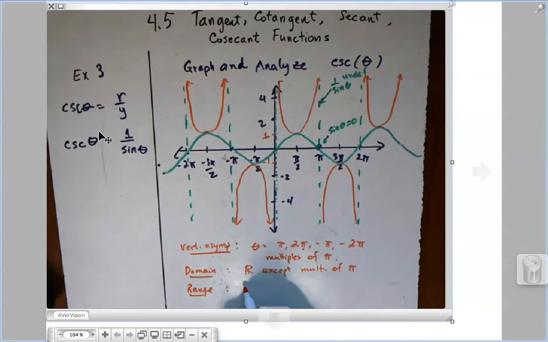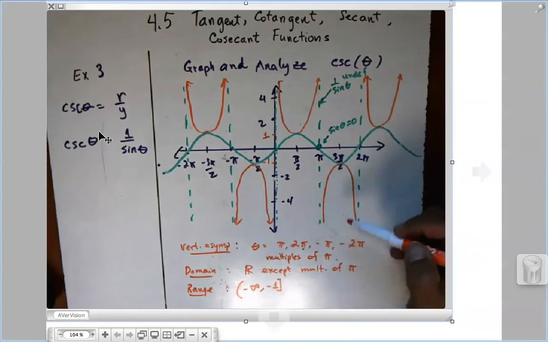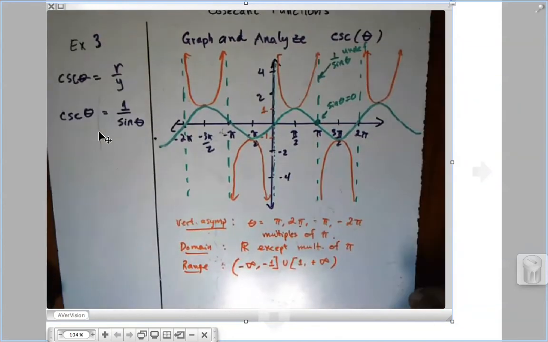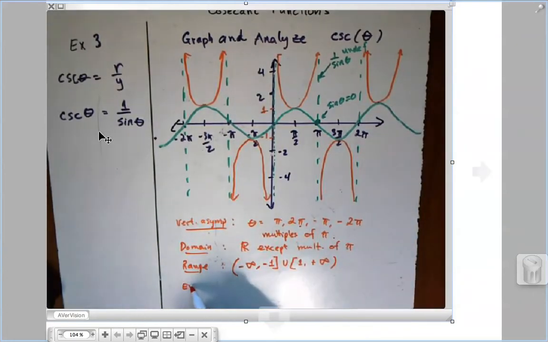Okay, so this is saying from negative infinity to -1 inclusive, so from here up to -1, union with 1 to positive infinity. Okay. A few more things here. It doesn't have any horizontal asymptotes. Now it does have a bunch of extrema.